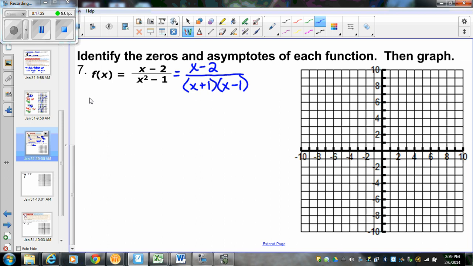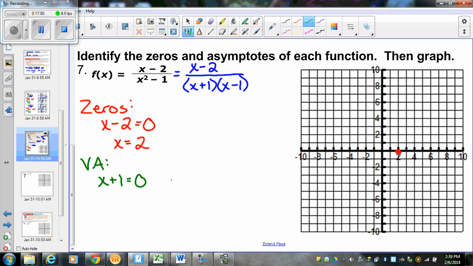So I know that my zeros come from the numerator only, so that would be x minus 2 equals 0, so I would have a zero at x equals 2. So I'm going to put a point there. Then my vertical asymptotes are going to come from the denominator only. x plus 1 equals 0, x minus 1 equals 0. So I would have vertical asymptotes at x equals -1 and x equals +1. So I'm going to draw those real quick.